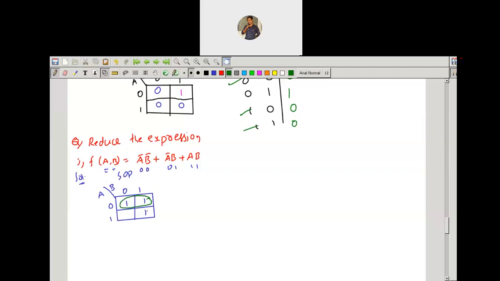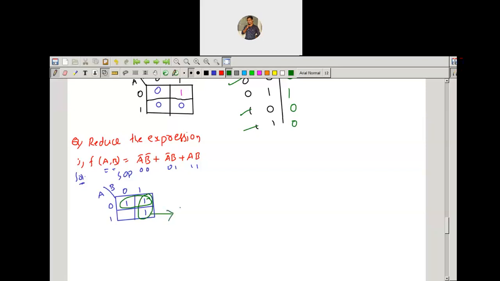So you can group only 2 cells, and you have one more minterm. There should not be any cell having a 1 without grouping. You have to group that cell also. But if you take this cell grouping, I can use this overlapping concept. So you can group these 2 cells.